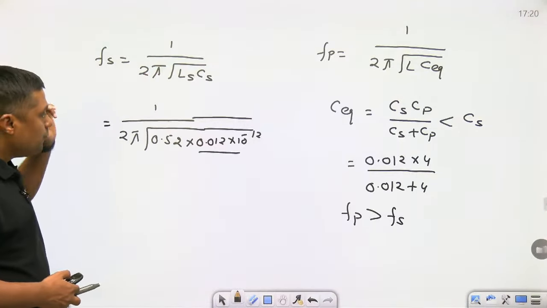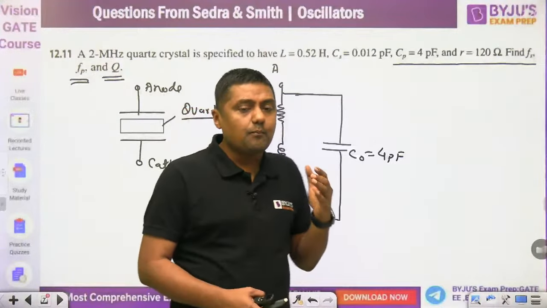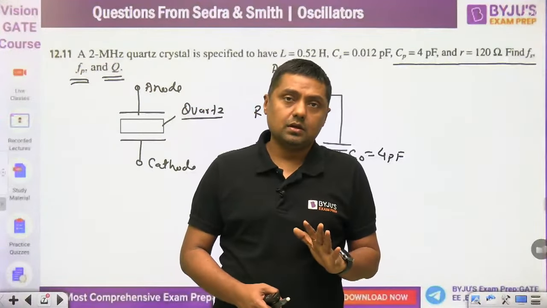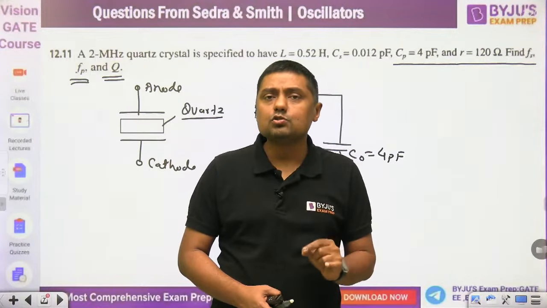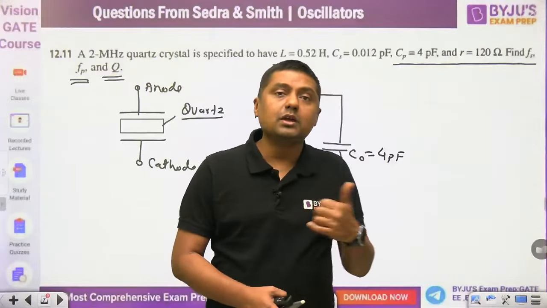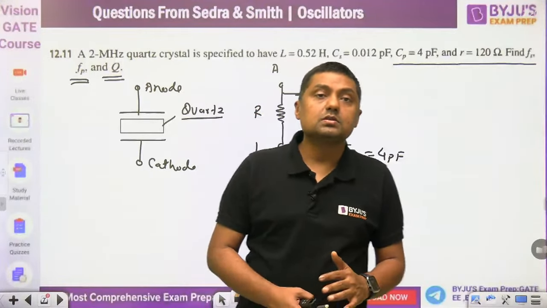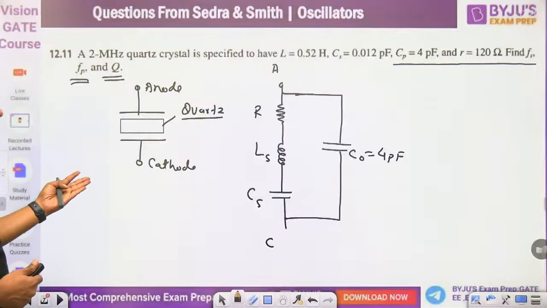But when we are considering it, then we have to find the maximum impedance. Series resonance frequency means minimum impedance. Parallel resonance frequency means maximum impedance. So you have to find the impedance, then maximize it. That will be the case. Yes, that's why I have considered this question.